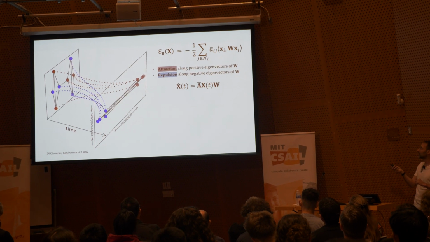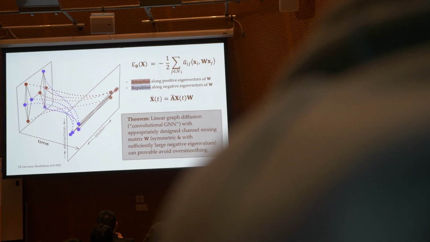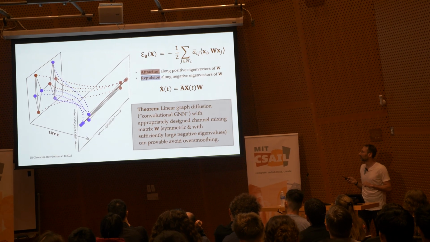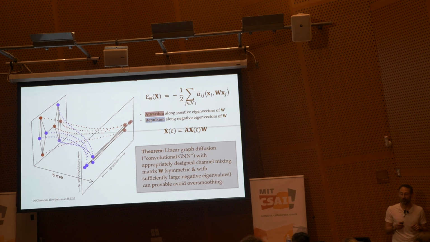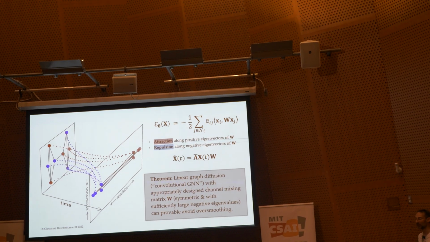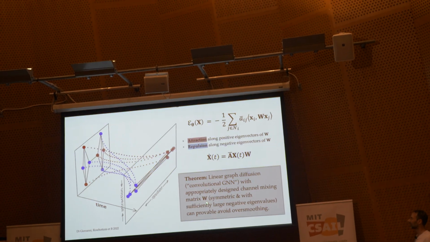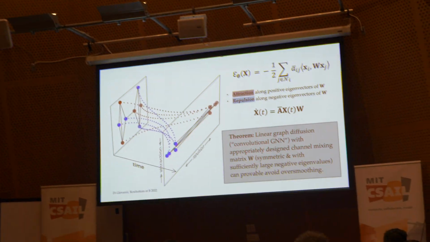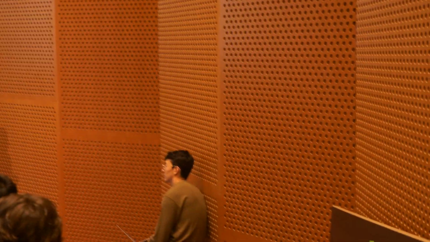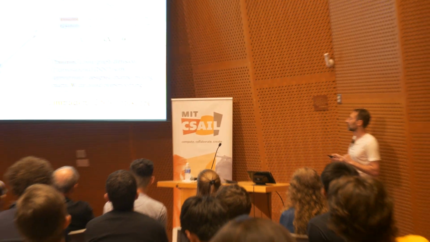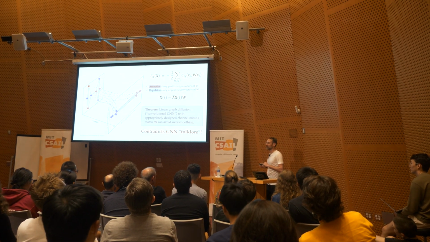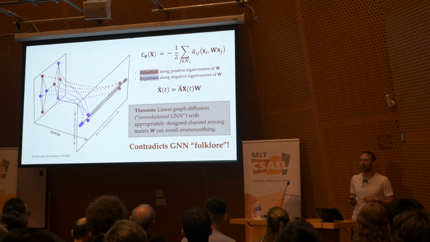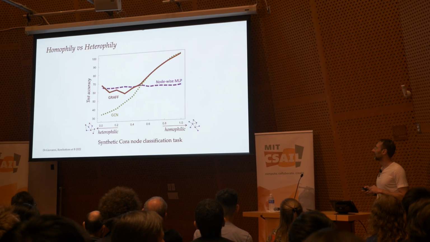So again, there's a linear matrix multiplication. And the theorem is that in this kind of architecture, I can avoid oversmoothing if I choose the matrix W appropriately. In particular, it must be symmetric, so this guarantees that it's a gradient flow, and it must have sufficiently large negative eigenvalues, so I have not only smoothing, not only averaging, but also the sharpening or the repulsion. Okay? So this contradicts the GNN folklore, and we have other results of this kind that go along some incorrect facts that are repeated in the literature.